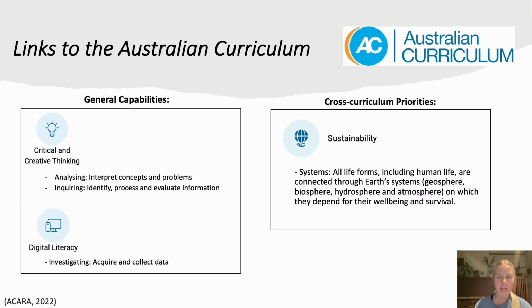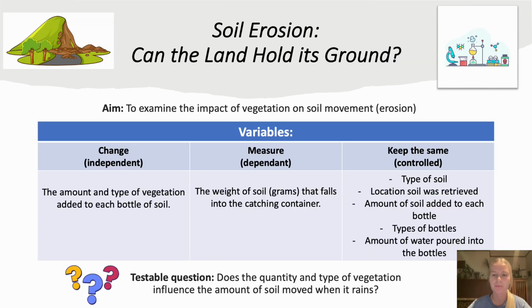Students will develop the general capabilities of critical and creative thinking as they analyse a problem, in this case being soil erosion, and examine relevant information from a range of sources about the topic. They'll also develop digital literacy as they collate their data using digital tools. The cross-curriculum priority of sustainability will also be incorporated as students learn the interconnectedness of all life forms through Earth systems and how environmental changes such as soil erosion impact all aspects of life.